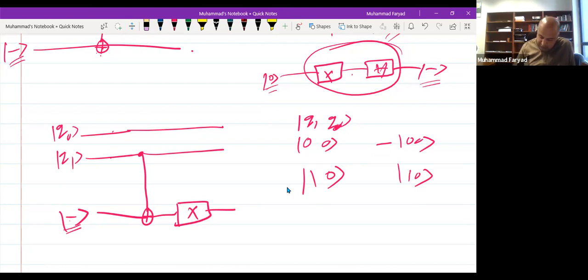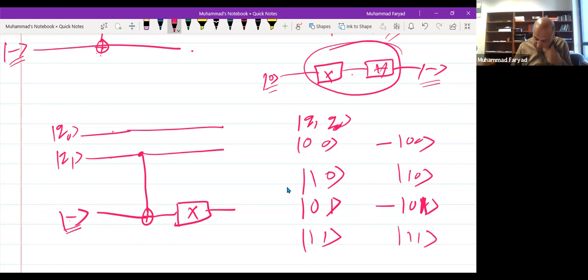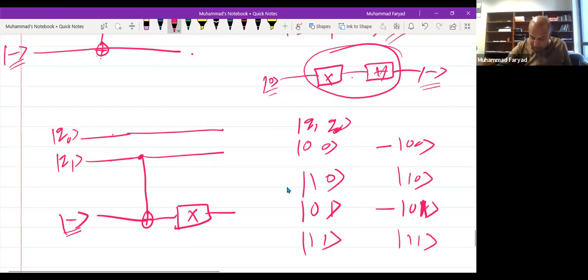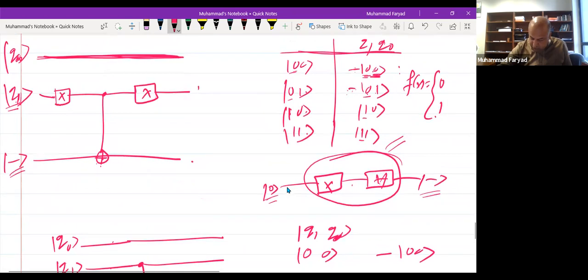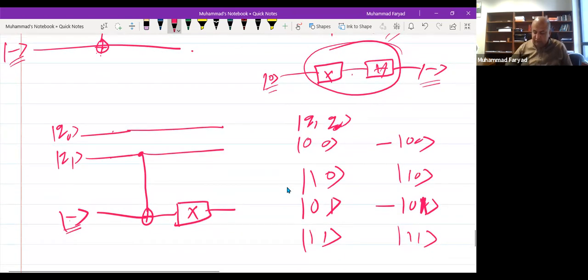Let's see what happens for 1 0. If this is 1 and this is 0, again I will get a minus. And if this is 1 1, I will get the same. So let's see if it is the same truth table that we said we want. Now we wanted a minus sign with 0 0 and 0 1. So this doesn't do that. It gives a minus sign with a different input.